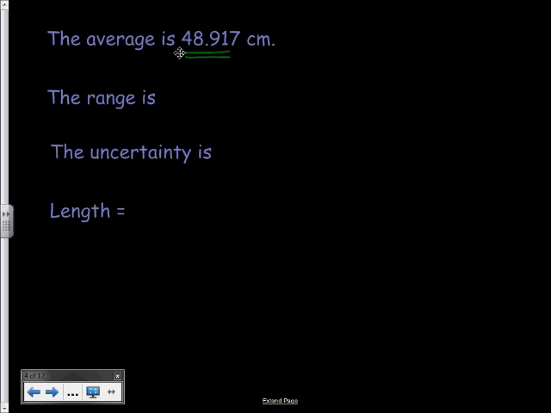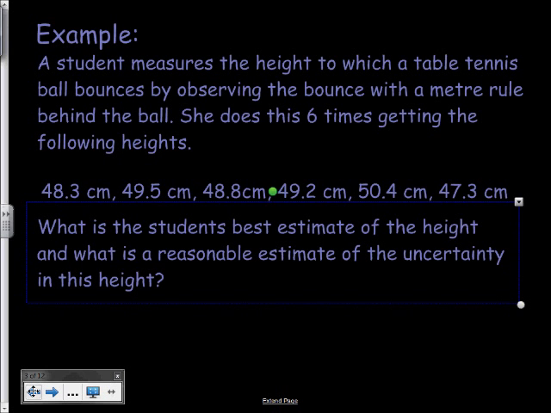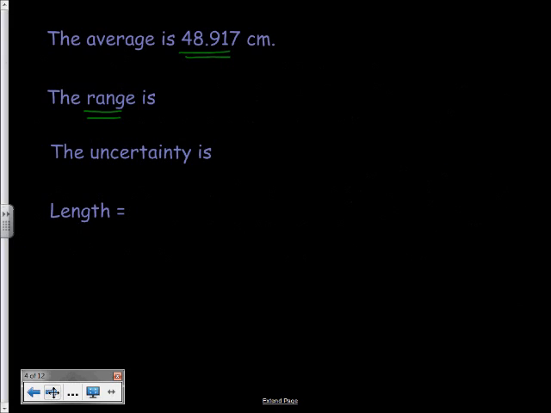So how do we go about figuring out the uncertainty? What we need to do is to find the range of the values. So you need to find the largest value in here. What's the largest value going to be? 50.4 is the largest value, and then find the smallest value. It looks to be 47.3. Okay, I'll leave you to figure out the difference between those two values. The difference is going to be the range.